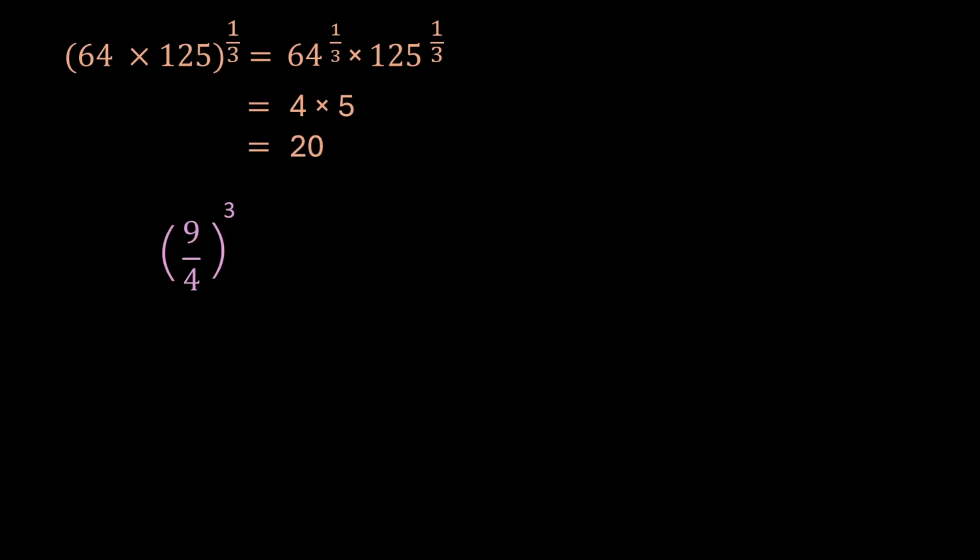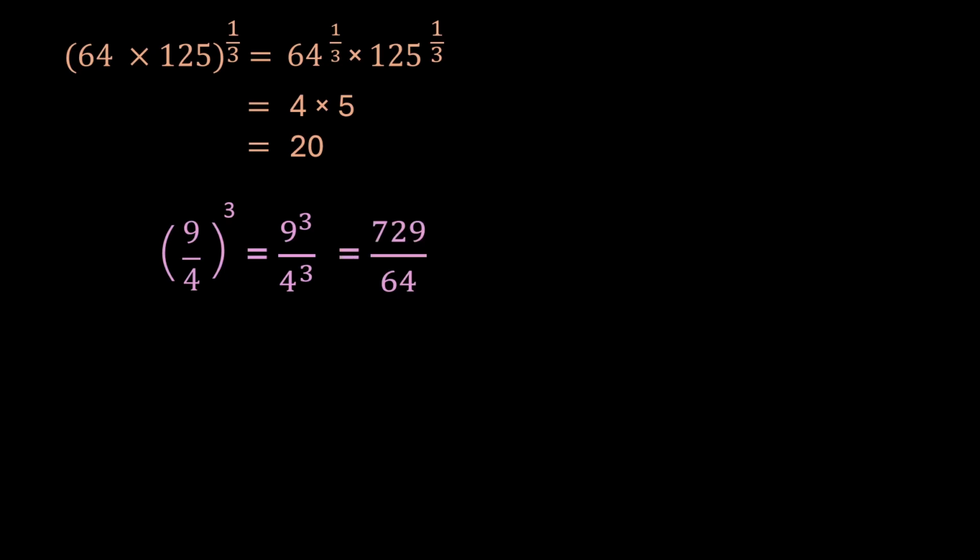Let's take another example. Now, we need to find the cube of 9 upon 4. According to the identity, this is equal to 9 cube upon 4 cube. Cube of 9 is 9 times 9 is 81. 81 into 9 is 729. And cube of 4 is 64.